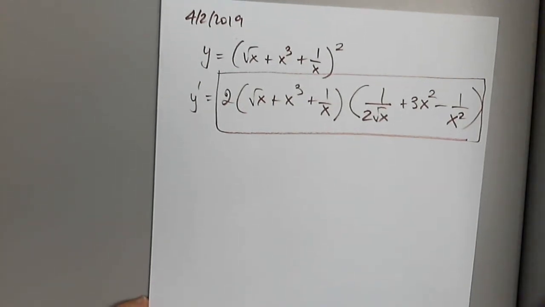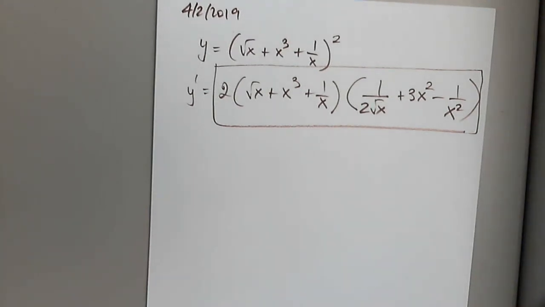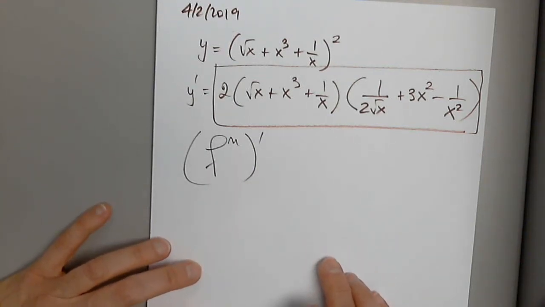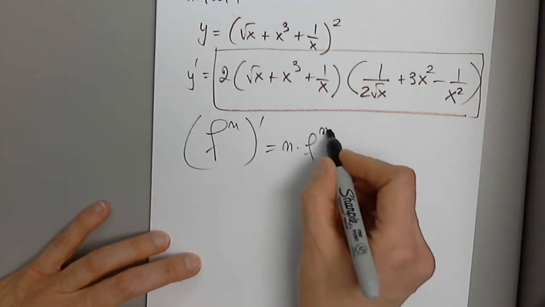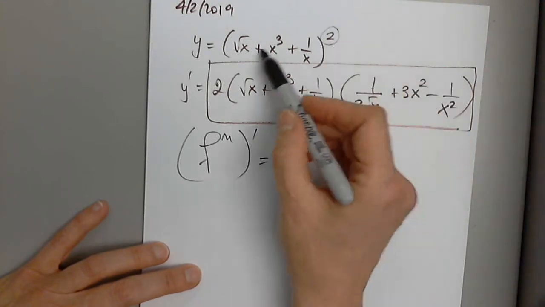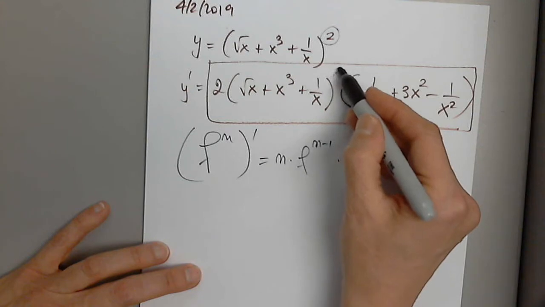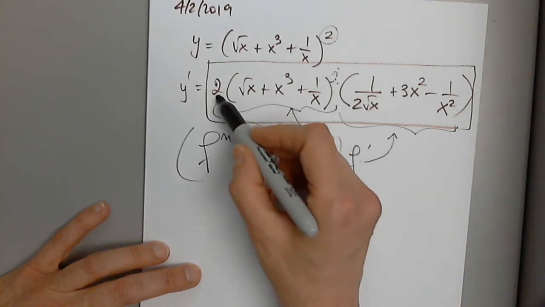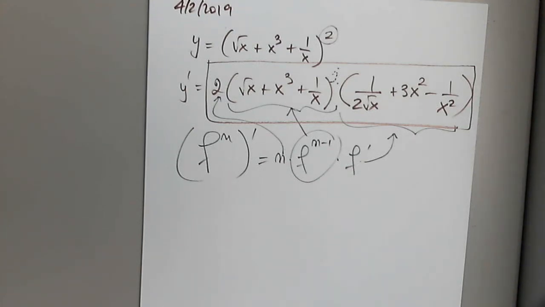Okay, we're working on the second one. Any questions on the first? Yes, Ricky? Okay, so for this function, we used f raised to n prime. When we differentiate this, it is n times f to the n minus 1 times f prime. The n goes in front, then we subtract 1 from 2, which comes to be power 1. And then we differentiate, and n is 2. So 2 times the function raised to 2 minus 1 times the inside, or the function prime. We differentiate the square root of x to get this, we differentiate x cubed to get this, we differentiate 1 over x to get this. Is that better? Yes. Very good.